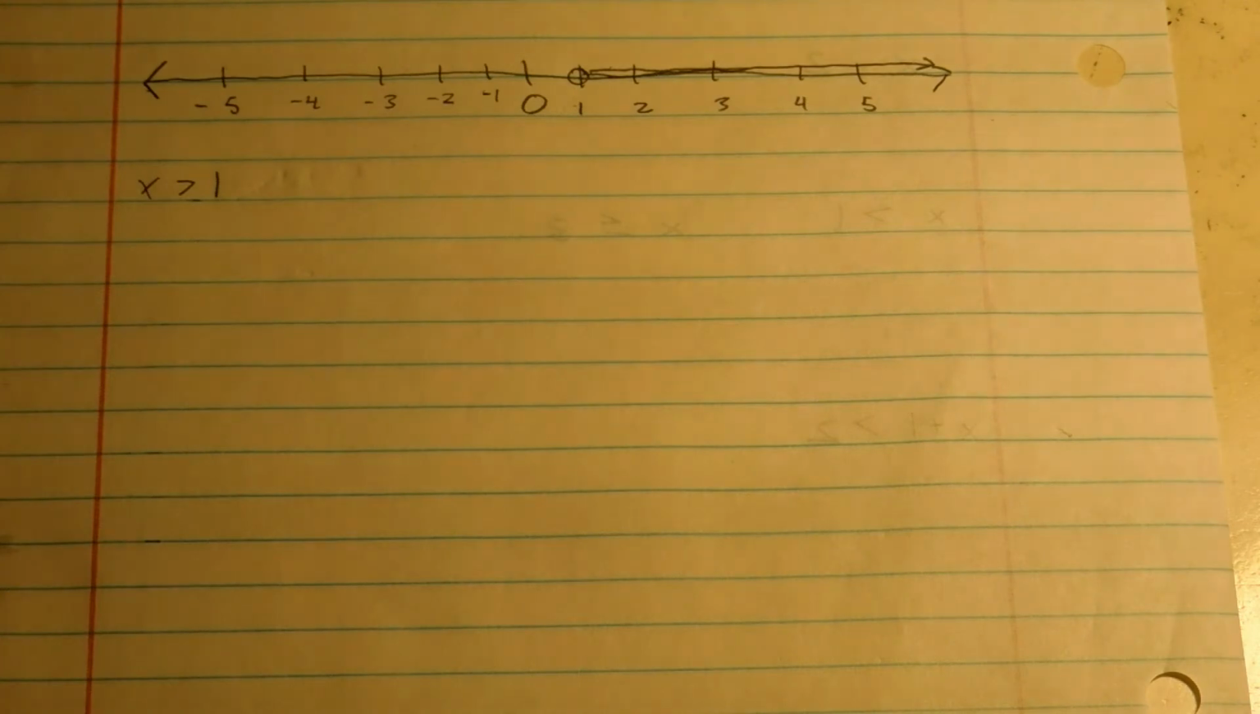Ta-da! We graphed our first inequality. Let's try a more challenging problem. 2x plus 2 is less than or equal to 8. Again, let's imagine the less than or equal sign becomes an equal sign. So we get 2x plus 2 equals 8.